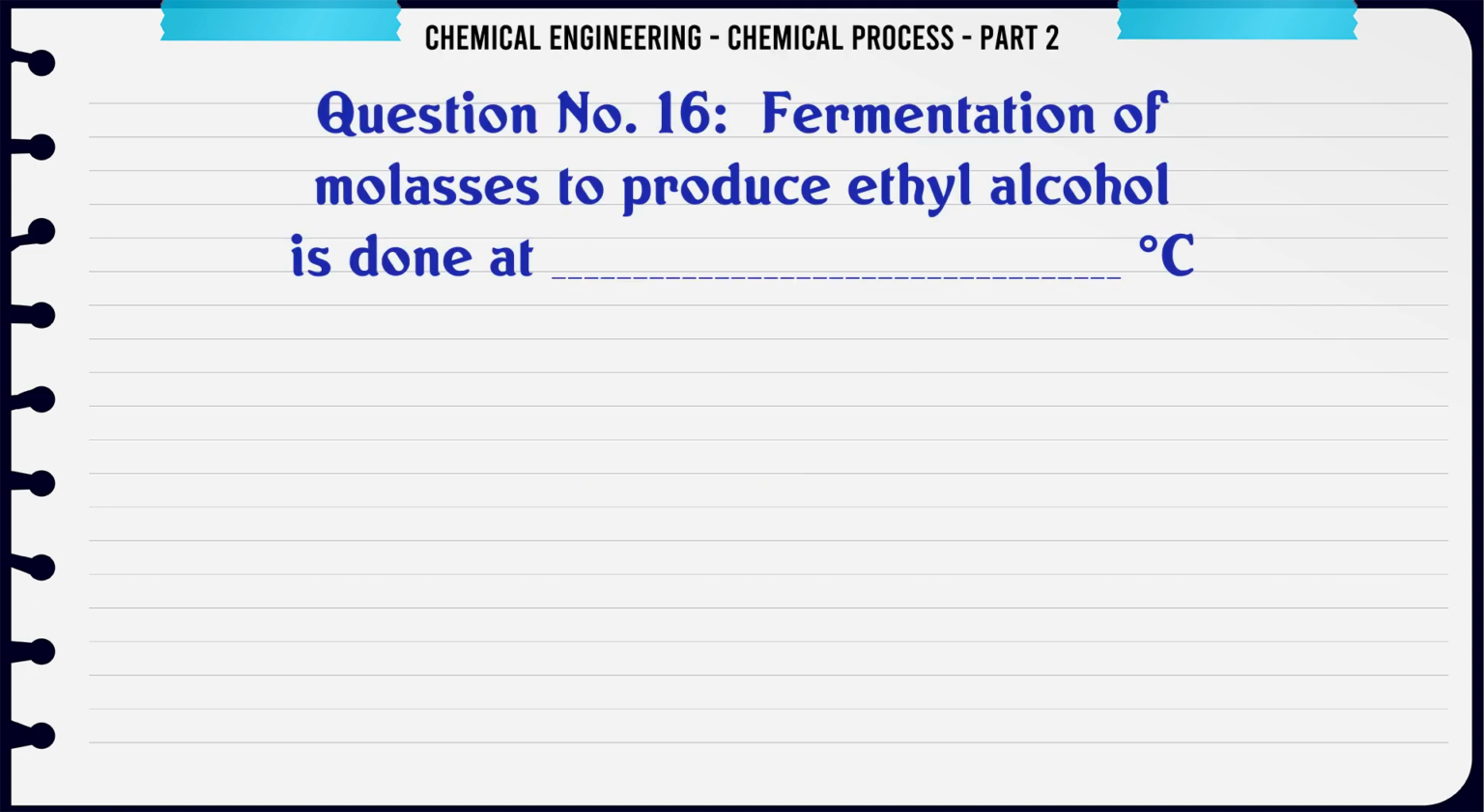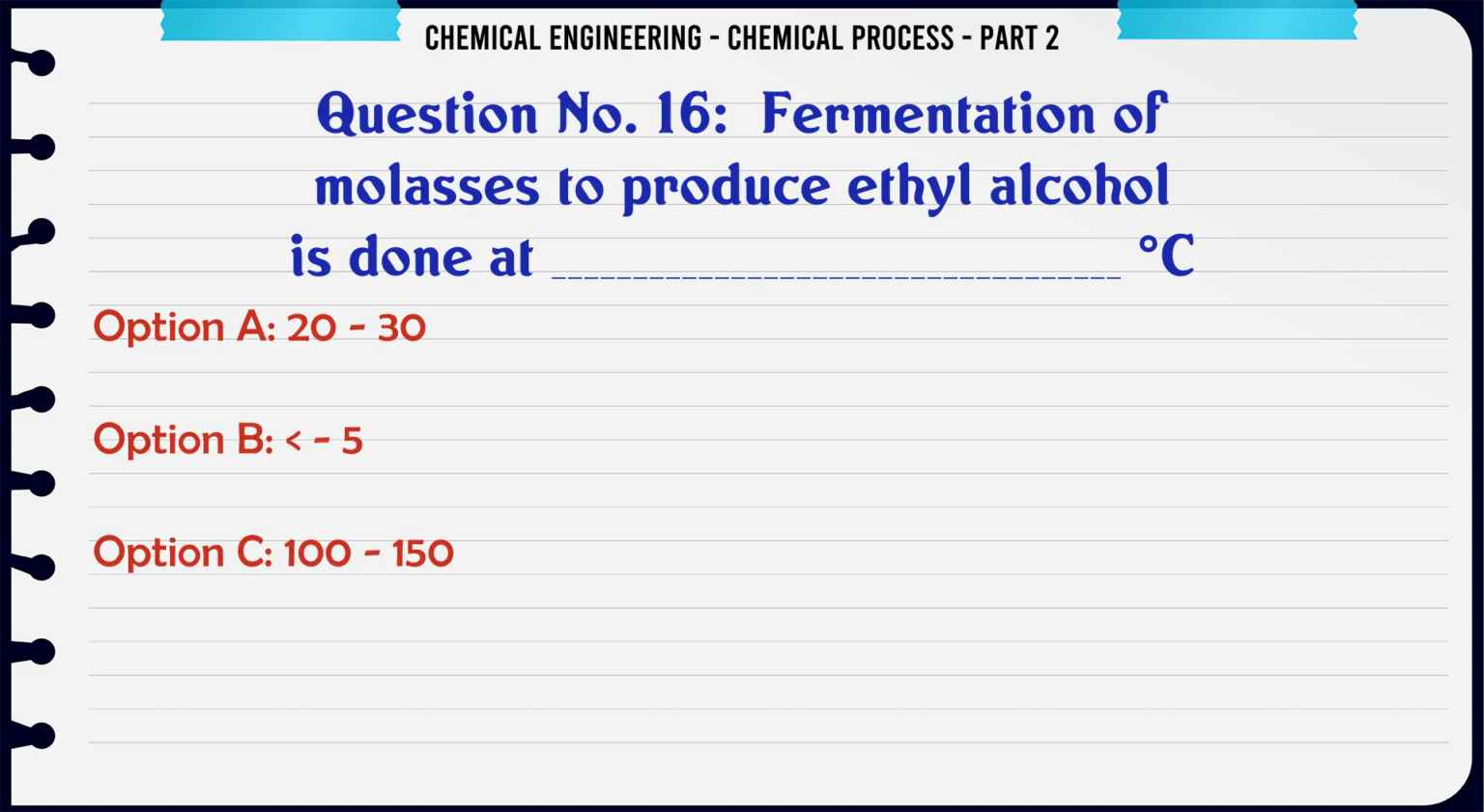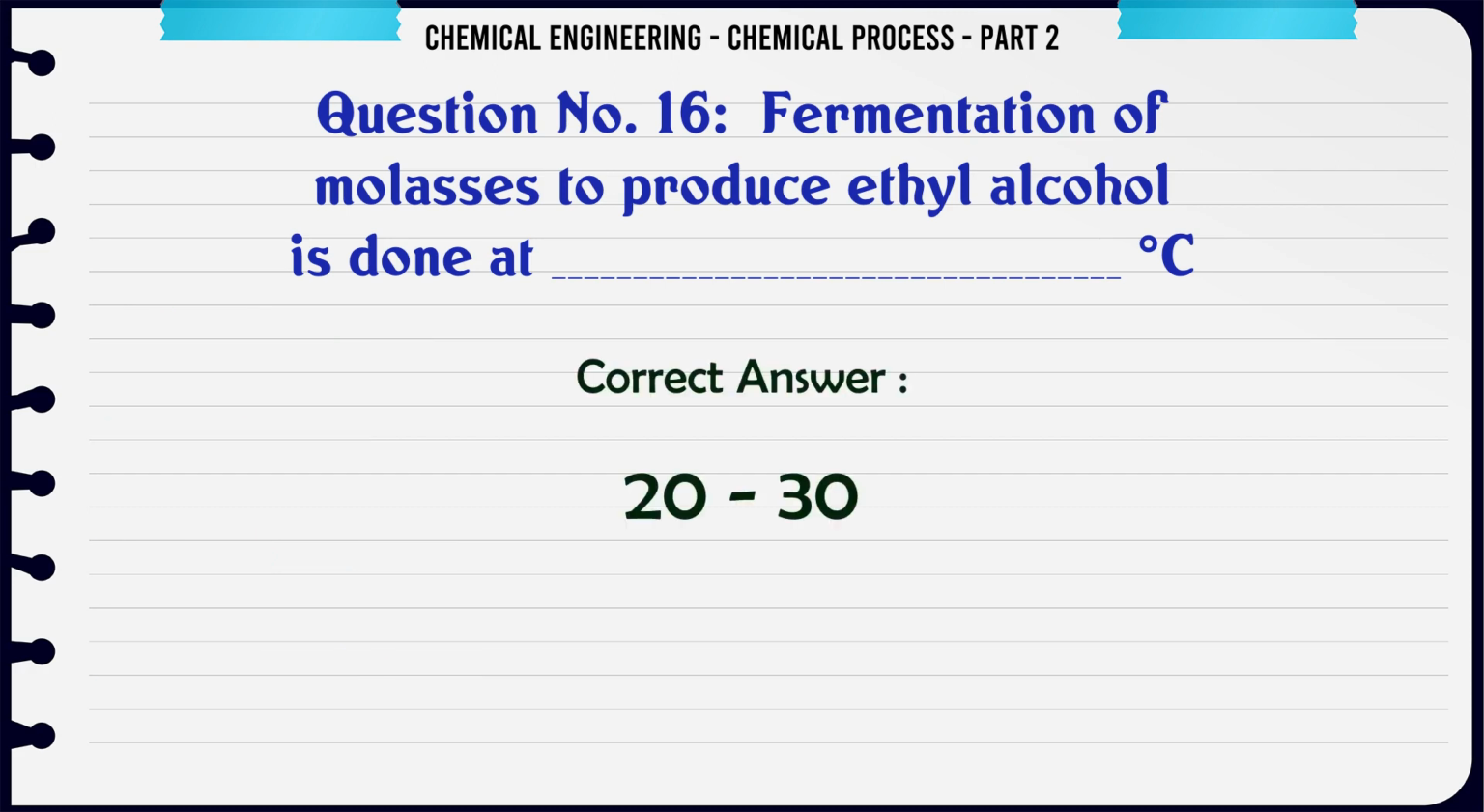Fermentation of molasses to produce ethyl alcohol is done at C. A. 20-30, B. 5, C. 100-150, D. 250-300. The correct answer is 20-30.